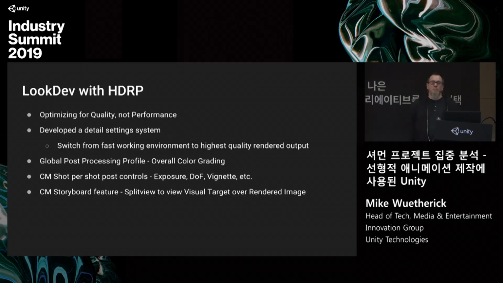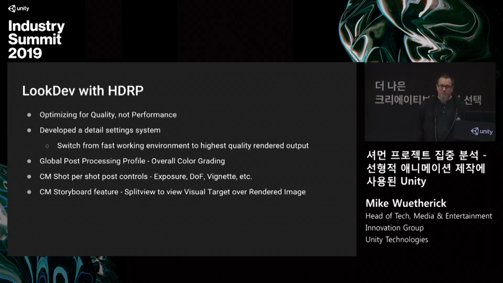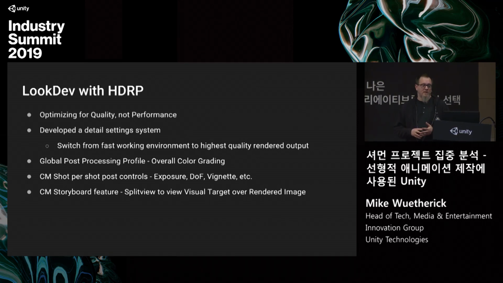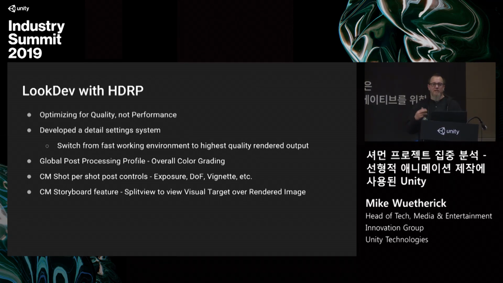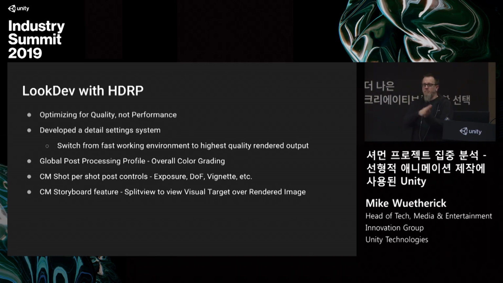One big difference when we're working on animation or shorts is that in games, you're always optimizing for performance. You're trying to get 60 frames a second. When we're working on animations, we're doing the opposite. We're optimizing for quality, not performance. However, you do want to maintain the iteration speed. You want to be able to work on and change things quickly. So we developed a very simple detail system to allow us to iterate fast and then crank everything to 11 for high detail.